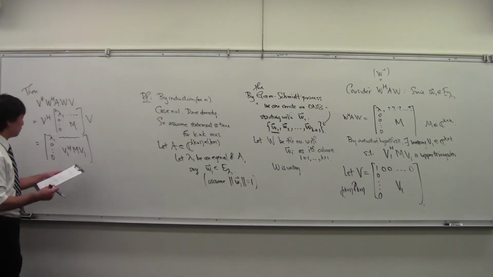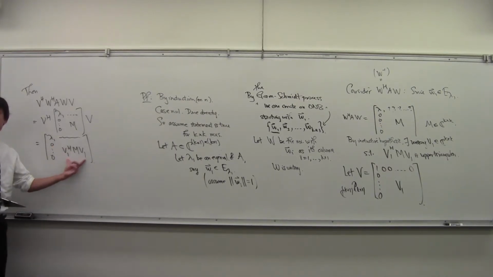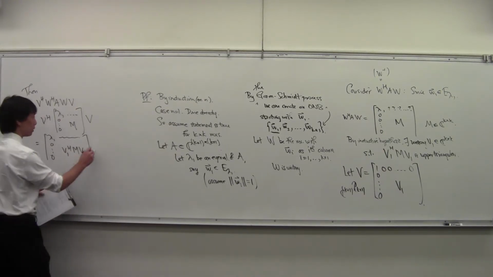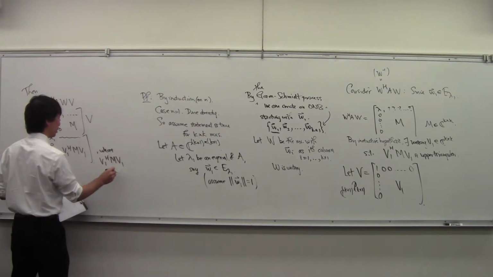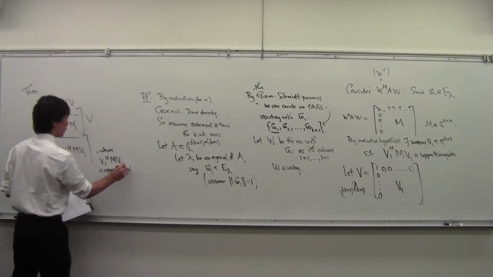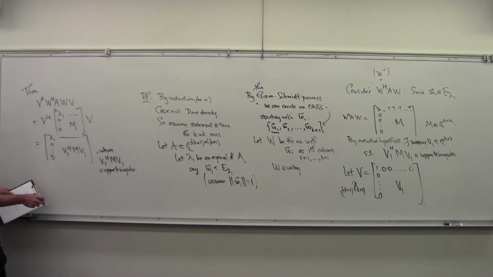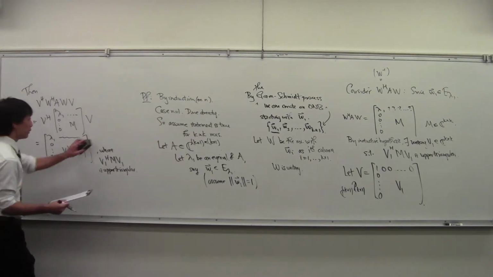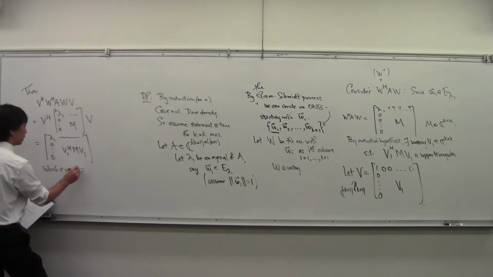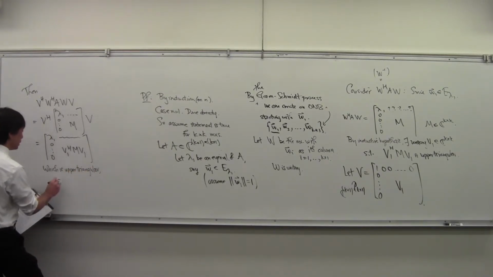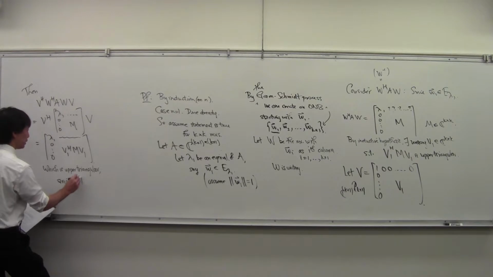Okay, and this guy is upper triangular, right? Where V1^H M V1 is upper triangular. So let me say it this way: which is upper triangular since V1^H M V1 is.